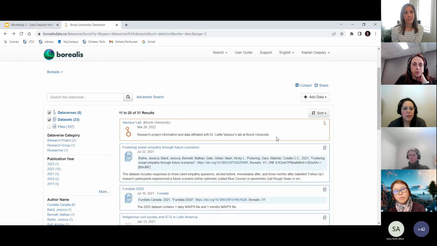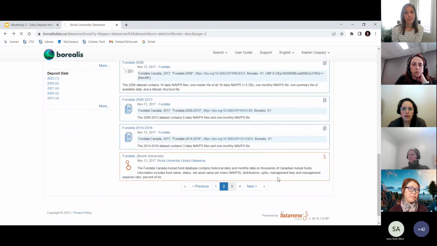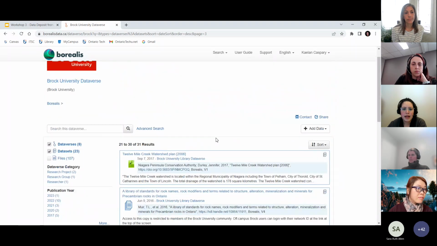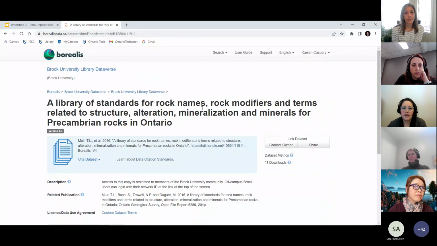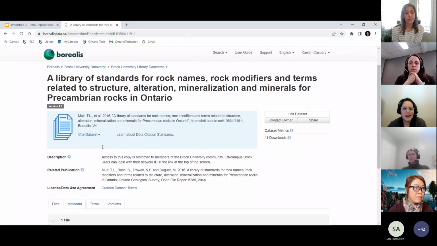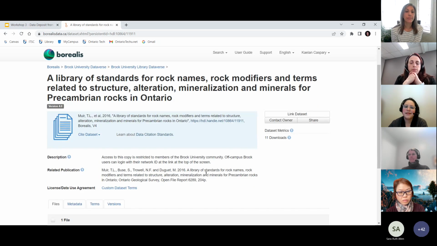That's one that's pretty open. I wanted to also show an example of one that is restricted, so you can get an idea of what that looks like. Here, this is the Library Standards for Rock Names, and under the description right here, you can see that it's limited to members of the institutional community. So there's the ability to log in if you're part of that community, but if you're not, you can see some information, but you can't actually access it. So that's another option for researchers as well.